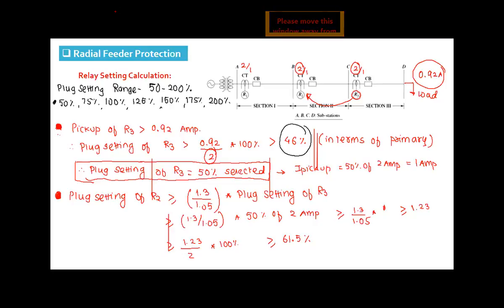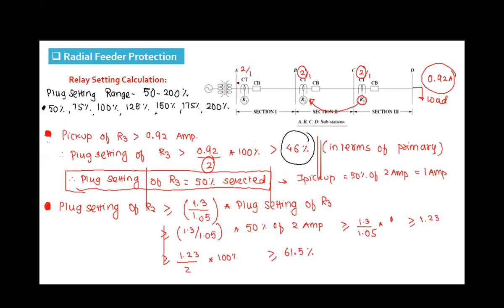Do you get this answer? How many of you got this answer? Bhavesh, your answer is absolutely correct. Okay, what range can we select then? The plug setting of R2 should be greater than 61.5%. Can we select 50? No. Which is next? 75. Yes.